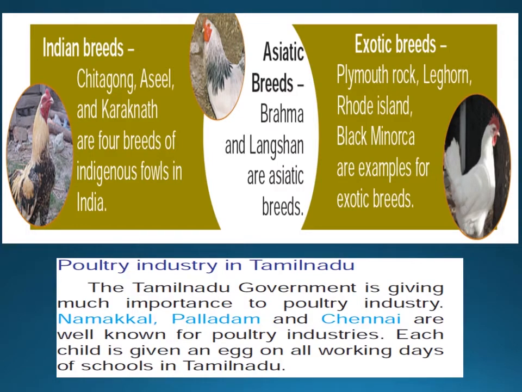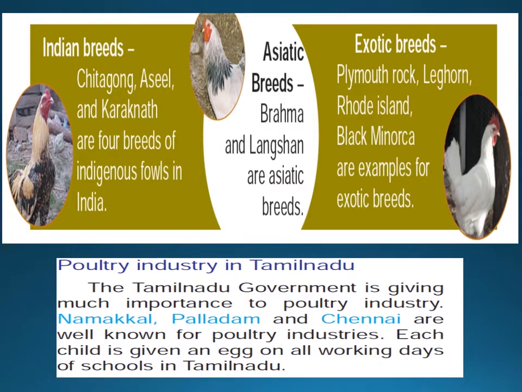They are indigenous fowls, indigenous breeds, of India. Asiatic breeds such as Brahma and Langshan. Exotic breeds are the ones mixed from outside, for example Plymouth Rock, Leghorn, Rhode Island, Black Minorca. These are all exotic breeds.